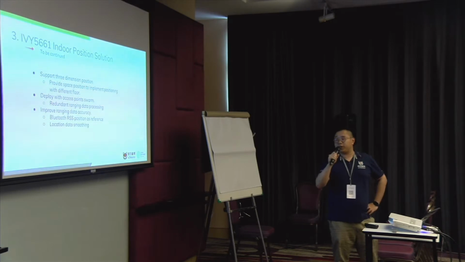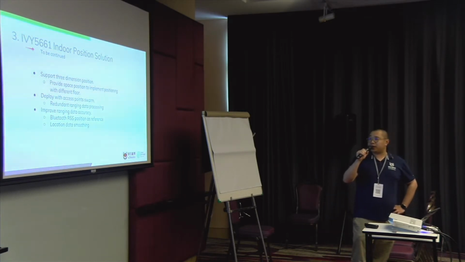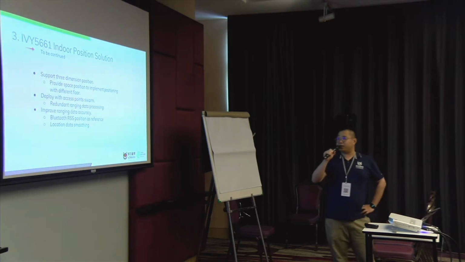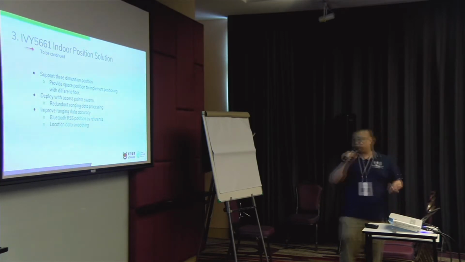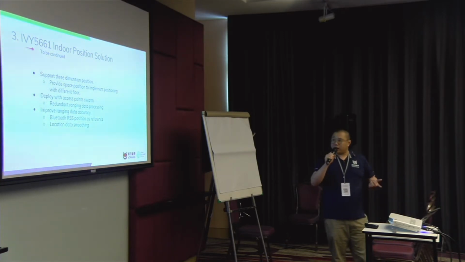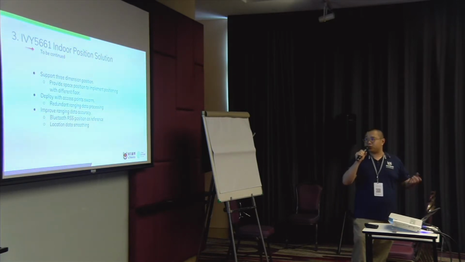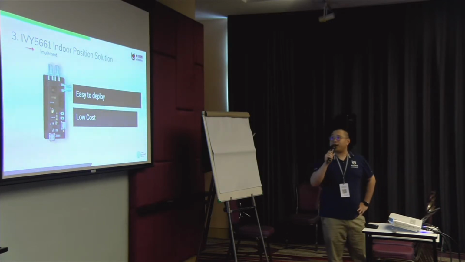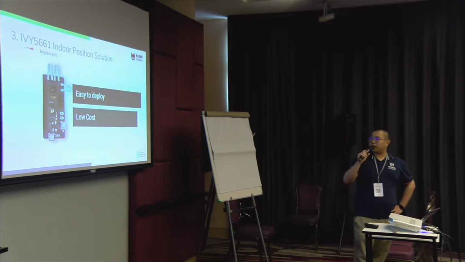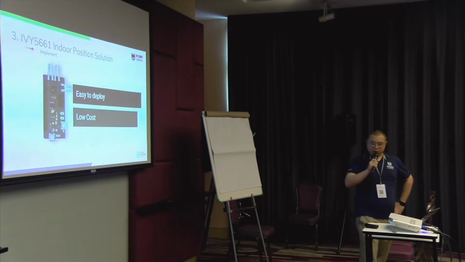And next thing we have to do is deploy with access points wall and redundant ranging data processing. And we have to improve the ranging data accuracy. I think there will be 2 ways. We can use the Bluetooth RSS position as a reference, or we can smooth the location data. So with the IVY5661 indoor position solution, it will be easy to deploy, and it will be low cost.